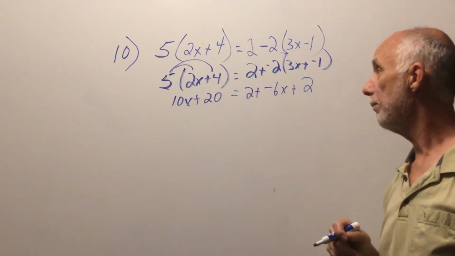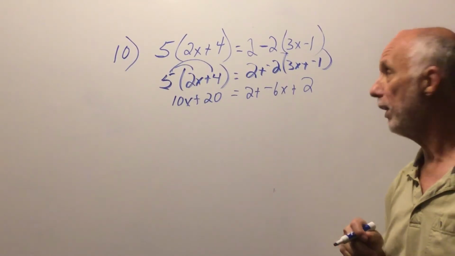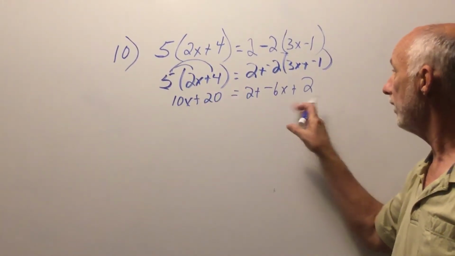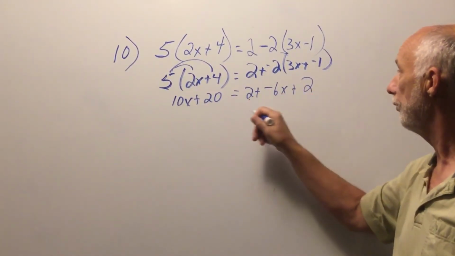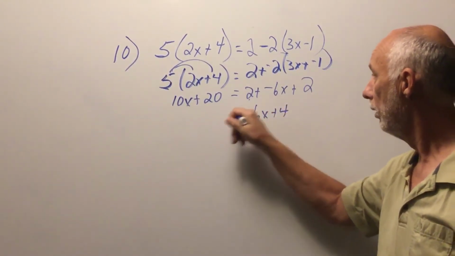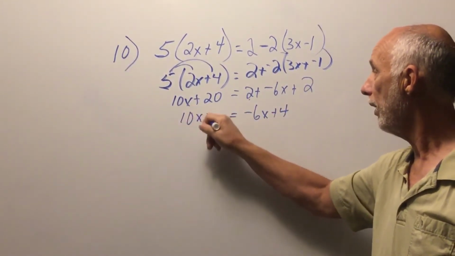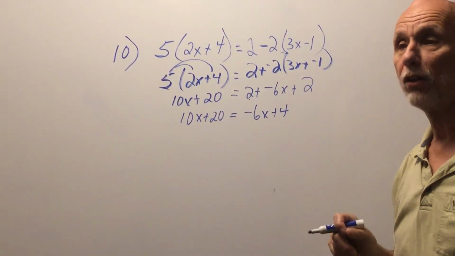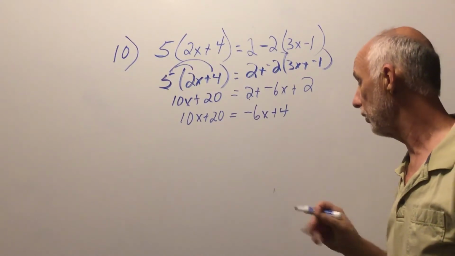Now, step 3, combine like terms on the same side of the equation. I don't have like terms on this side. I do have like terms on this side. 2 and 2 is 4, so I get a negative 6 times x plus 4. Step 4, if you have variables on both sides, and you do, get rid of the smaller variable by adding its opposite to both sides.